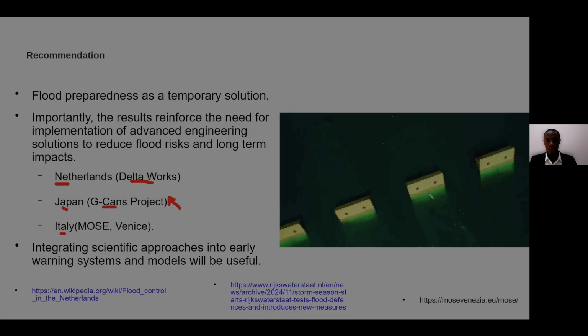And Italy, the video that we saw on the right over here, is the MOSE project implemented in Venice in Italy, and Venice has been at a high risk of flood from the tidal influence. And finally, we can also integrate scientific approaches, early warning systems and predictive models. However, those kinds of models might not be sustainable in the long term, and so there is a need for advanced engineering measures in order to reduce the impact of flood on our communities.